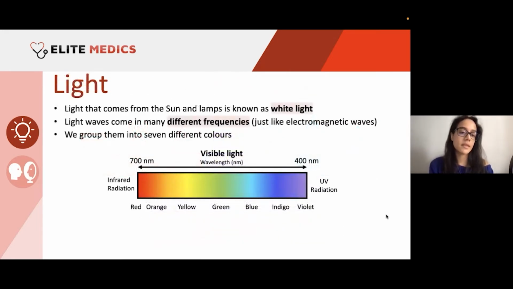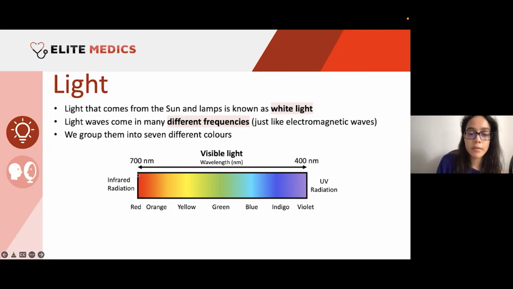Okay, so light. Light that comes from the sun and lamps that we use in our houses is known as white light. And white light is basically just a mixture of all these frequencies of visible light, so that it appears white to our eyes, but it's actually this whole spectrum. Light waves come in many different frequencies, just like those electromagnetic waves that we just spoke about, and we group them into 7 different colors: red, orange, yellow, green, blue, indigo, and violet.